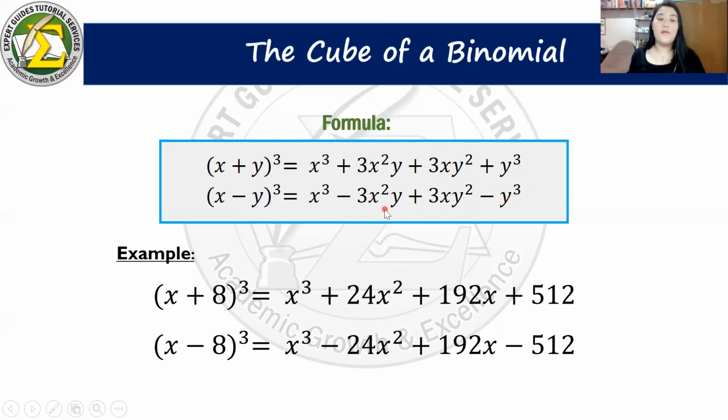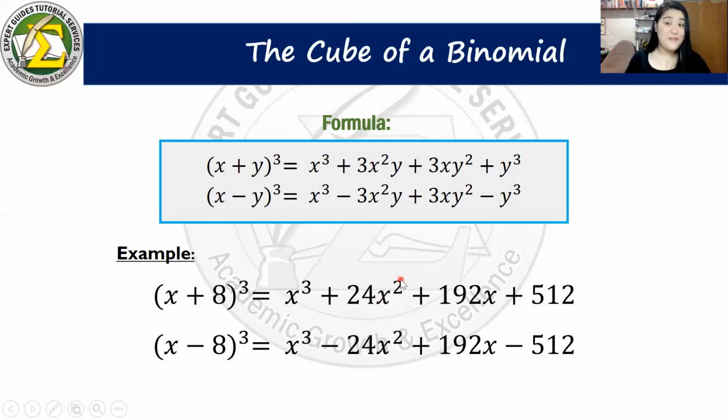So for example, we have x plus 8. We have to cube this quantity, right? So the cube of the first term is equal to x cubed. And then you're going to get what? 3 multiplied by the square muna ng ating first term times the last term. So we have 3 times x squared times 8. So 3 times 8 is 24, and then we have x squared.